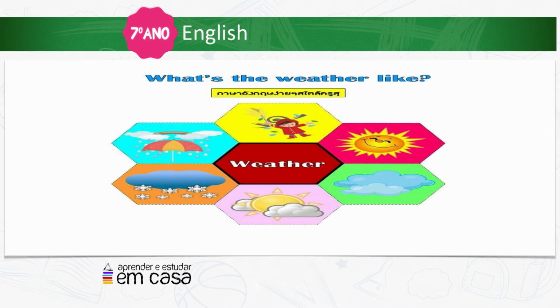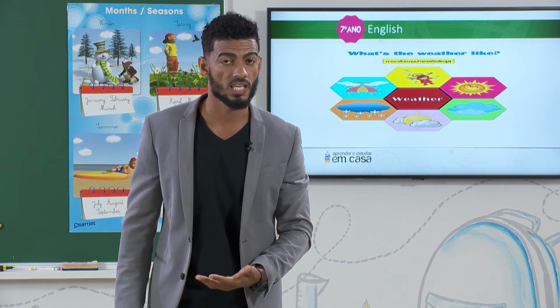What do you have? We have weather, right? And you can identify the sun here, right? Cloudy, and there is an umbrella too. Can you guess what is our topic for today?